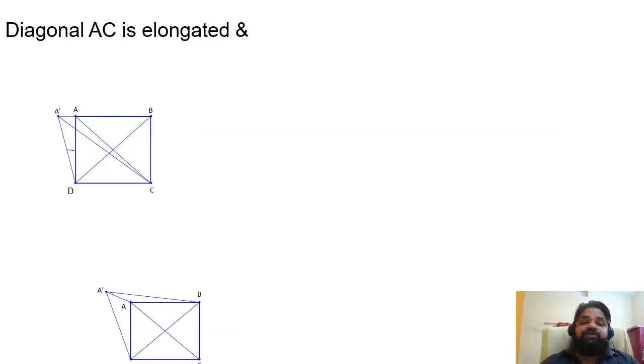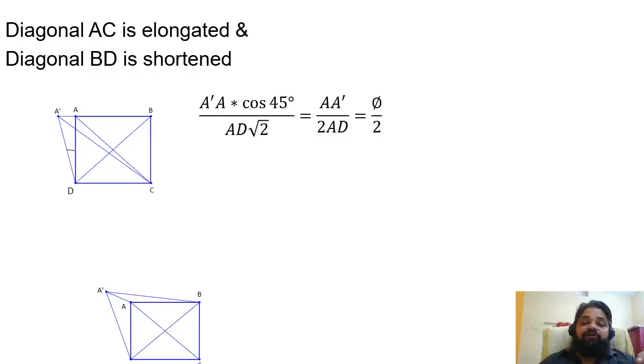Now the diagonal AC has been elongated, and BD has been shortened. Now that can be represented mathematically. A prime A into cos 45 divided by AD root 2 is equal to A prime A divided by 2AD, because cos 45 is equal to 1 by root 2. By putting this, 2AD has to be equal to 5 by 2. It is one part of the strain which is occurring at one side, so it is represented by 5 by 2.